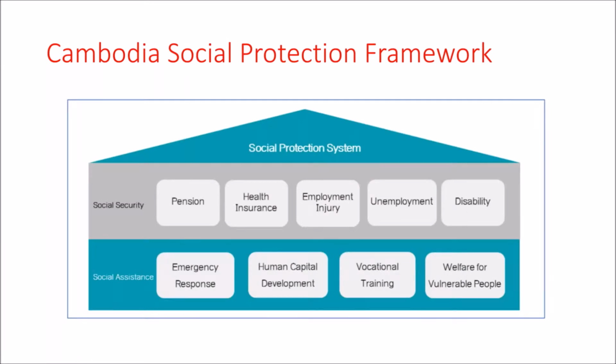So in the Cambodia social protection framework, we have a picture like this. You can see that we have two parts, social security or social insurance, and social assistance. In social security or social insurance, we have pension and insurance for health, employment injury, unemployment and disability. And for social assistance, from the government support, there is emergency response, human capital development, vocational training, and welfare for vulnerable people. These are the umbrella of the social protection system in Cambodia.